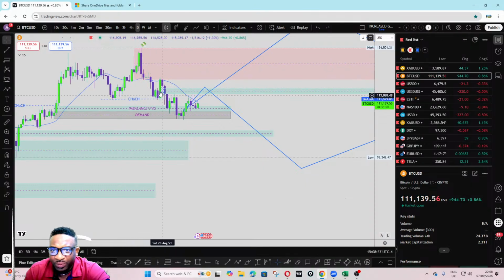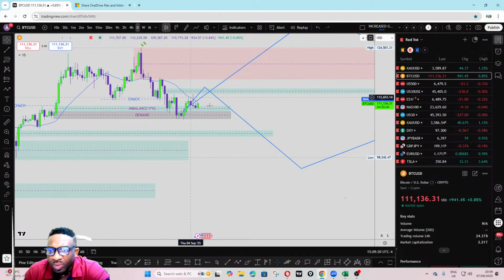So you can see how the purple candle has been eating up the green candles, showing who is stronger. Currently we have this imbalance right here. Price pushed back to this area a little bit, but did not actually fill the imbalance here.